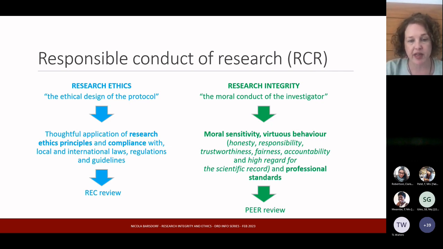Research integrity, on the other hand, talks to the moral conduct of the investigator. So it's much more about individual behavior. Is the researcher being morally sensitive? Do they have virtuous behavior? Are they honest, responsible, trustworthy, fair, accountable, etc.? And is the researcher adhering to a high professional standard? And at the moment in academia, this is generally checked through peer review.